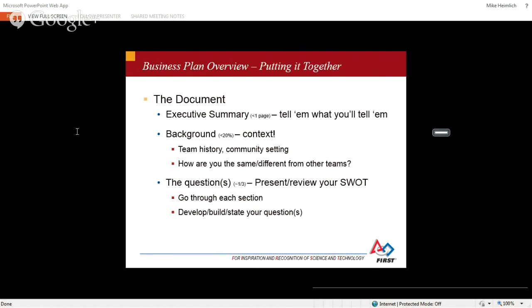Make sure that you include a background about your team and explain where you guys are coming from. That leads into the next section, which is about the question: what your team is asking themselves and how they're going to develop the rest of their business. That's really where you go over your SWOT analysis.